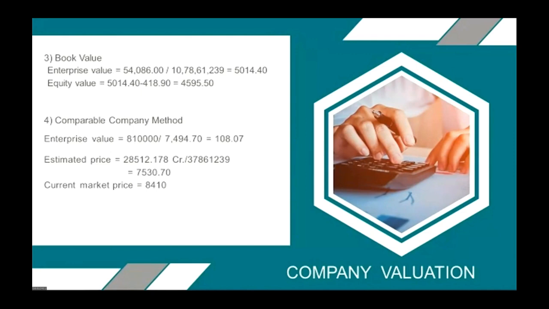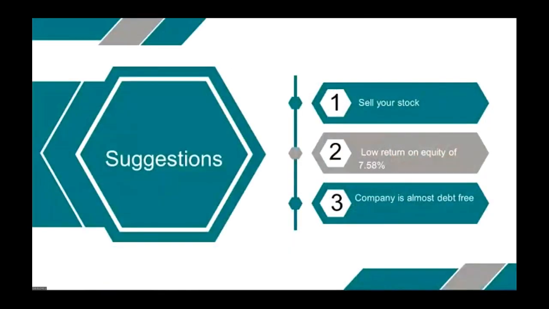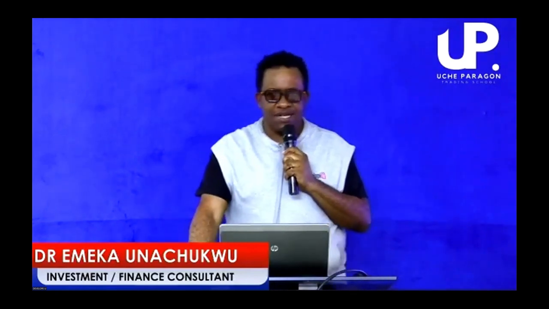So now look at what they recommended. Look at the recommended. Sell your stock. So low return on equity is 7.58%. Company is almost what? Debt free. So these are the suggestions. So this could be very, very attractive to people on the buy side. So the portfolio manager can now decide to go and do what? Buy this stock or security for their clients. All right.